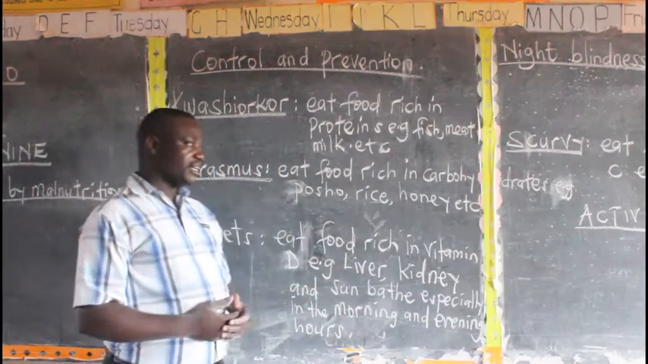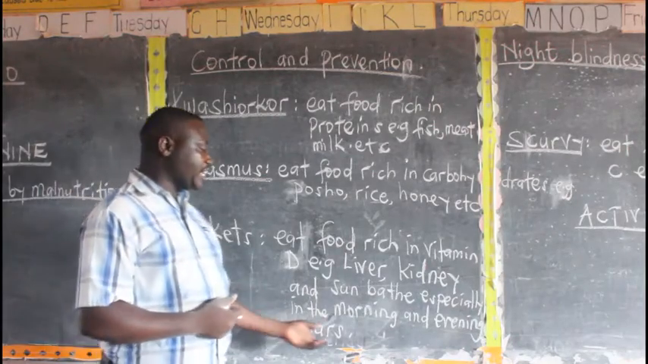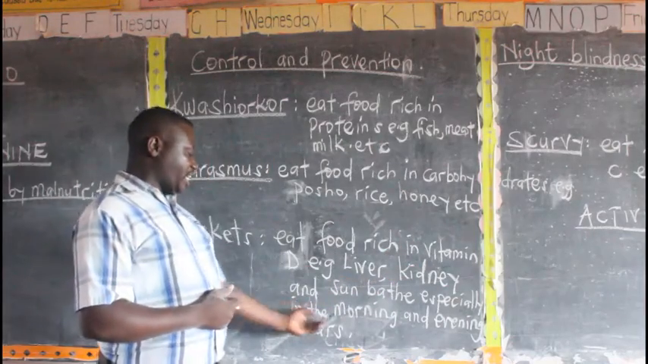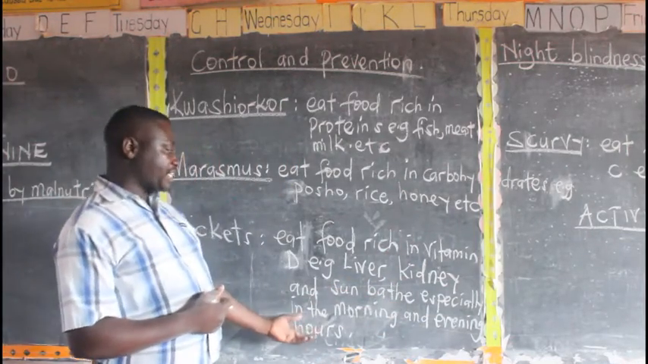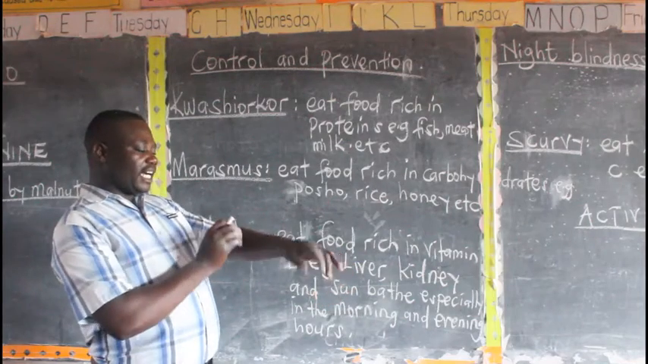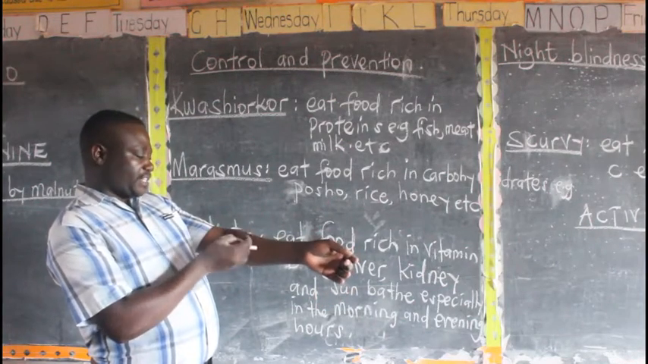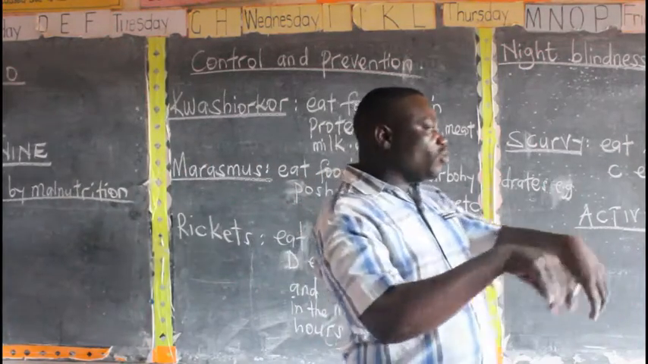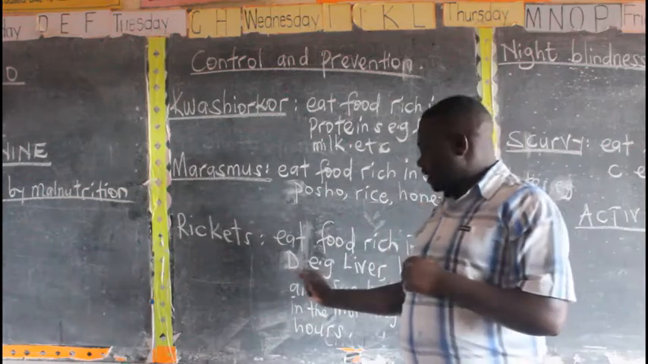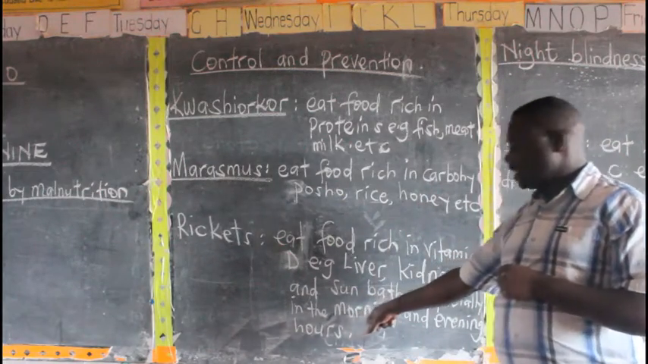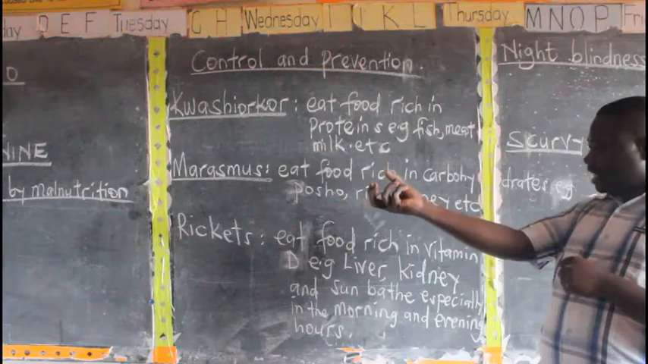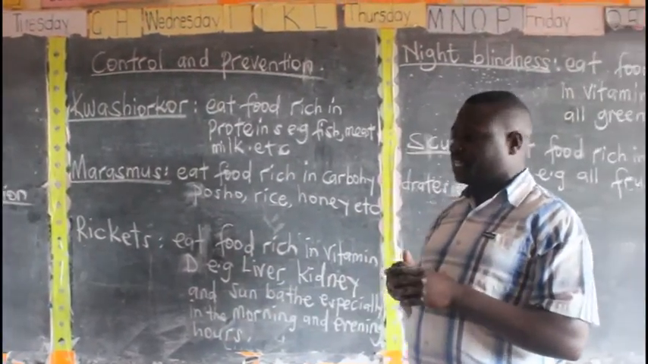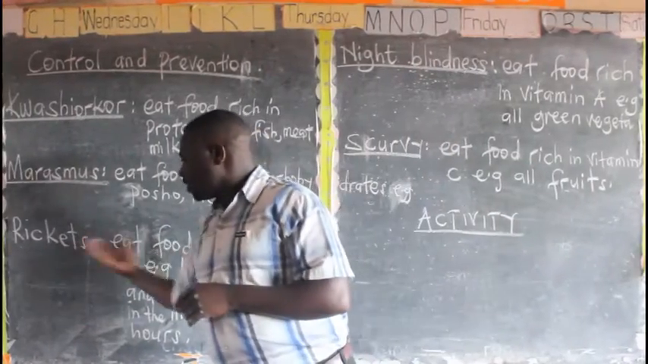You sit under sunshine, more so in the morning and even late evening hours. The skin has a pigment, which we call melanin. The melanin will be able to manufacture vitamin D in our body. The skin traps that morning or evening sunlight, and then the skin manufactures vitamin D. And then we get rid of rickets.